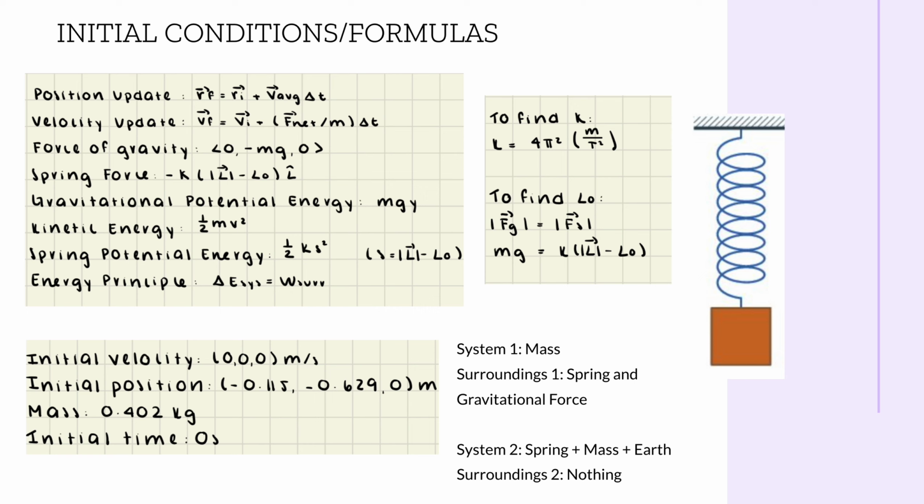For Newton's second law part of the lab, we specified that the forces acting on the system are the spring force plus the force of gravity. For the energy principle part of the lab, the system is the mass plus the spring plus the earth and nothing in the surroundings. This means that the change in energy of the system is supposed to be zero.